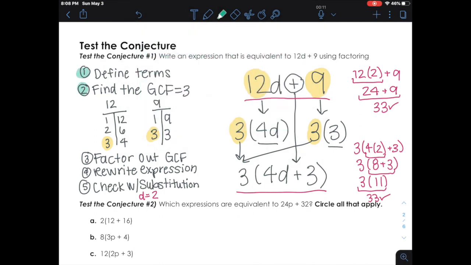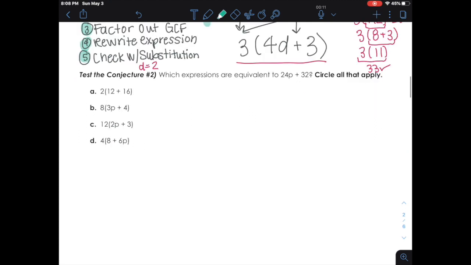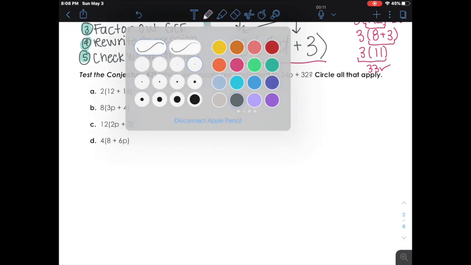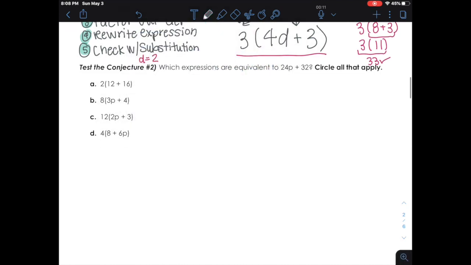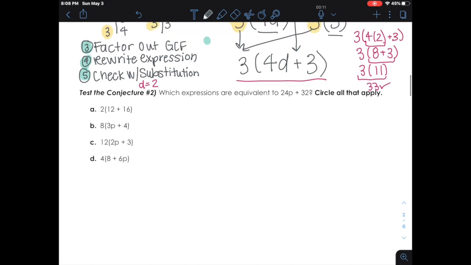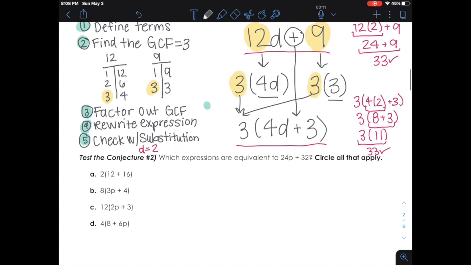So here you have a step-by-step guide on how you can write an expression by using factoring. Right, so let's move on to test the conjecture number 2. It says, which expressions are equivalent to 24p plus 32? Circle all that apply. So the first thing we have to do is define our terms. So we have 24p as one term, and then we have 32, a second term.